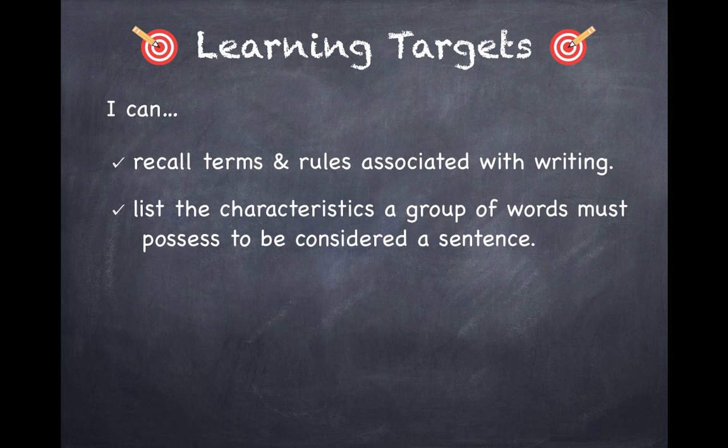And we said there were three main things, but we could add 5. So let's see if you can do it with me right now. A group of words must have a subject, have a verb, and it must make sense standing alone. And as we write it, can't forget to use a capital letter at the beginning and an end punctuation mark at the end.